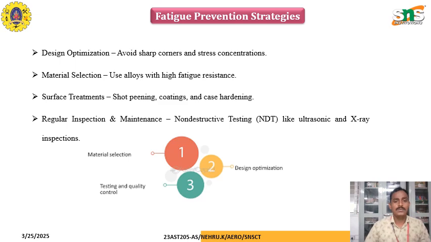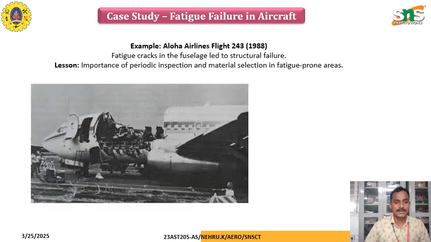Next, how can we prevent fatigue at different stages? We can optimize the design, avoiding sharp corners and stress concentration. Second, we can prevent fatigue by selecting good materials, using alloys with high fatigue resistance. Also, we can apply surface treatments such as shot peening, coating and case hardening. Regular inspection and maintenance also ensure fatigue prevention, using NDT testing like ultrasonic and X-ray inspection.